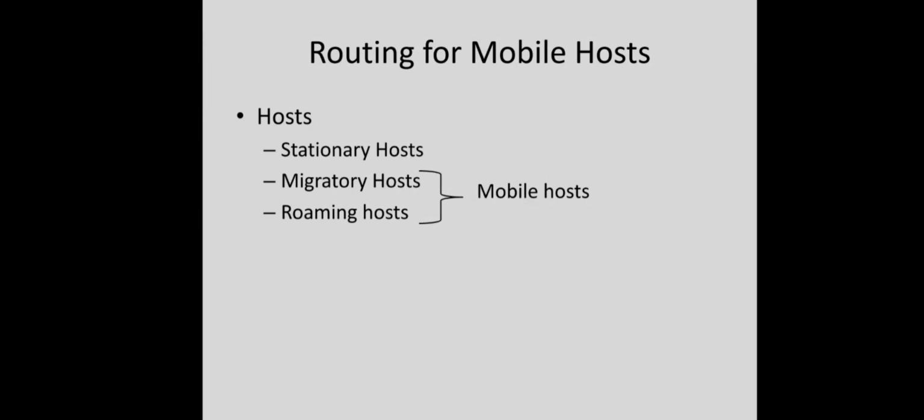The third category is roaming hosts, which compute on the run and want to maintain their connections as they move around. A smartphone is an example of this type of roaming host. The second and third categories together are called mobile hosts. Let us move on to the routing procedure.